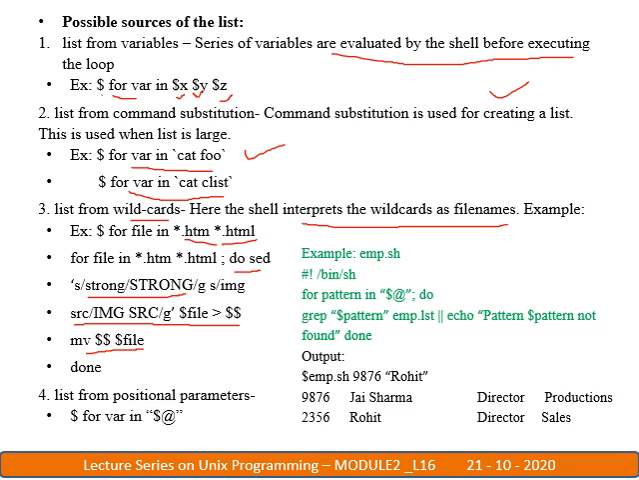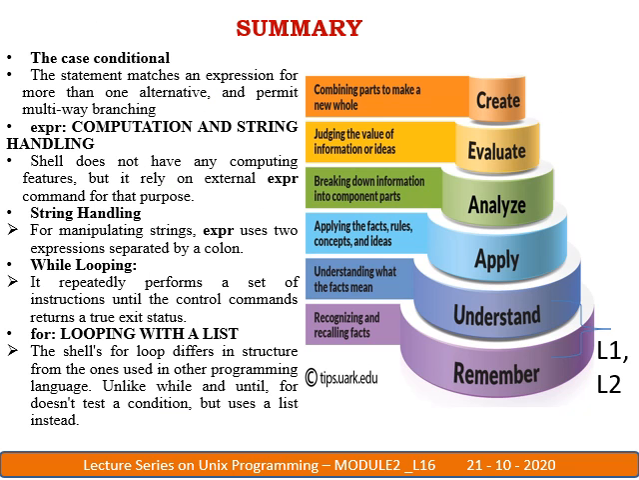Then there is also a list from the positional parameters. All the positional parameters will be listed with the $@ symbol. So this is how a list from the positional parameters is considered. Today we have discussed the case conditional, expression command, string handling, while looping and for looping with a list.